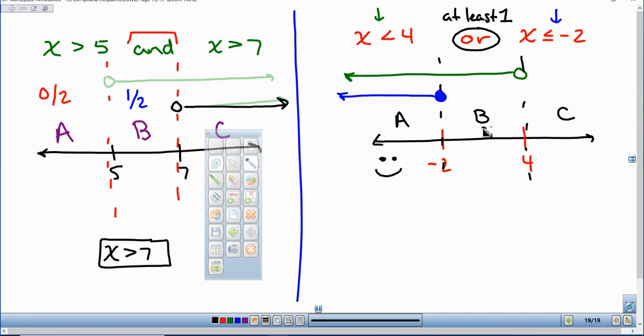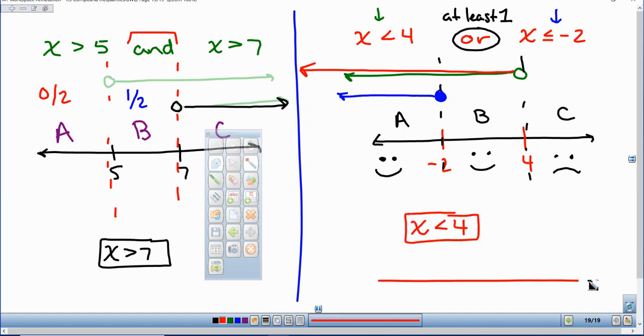yes. Do the numbers from section B satisfy at least one of these? The answer to this is yes. Do the numbers in section C satisfy at least one of these? That answer is no. So where are my solutions? How would you describe them? Well, all of these numbers work, and all of these numbers work, and it will work forever this way. So the final answer here is that anything less than 4 is a solution.